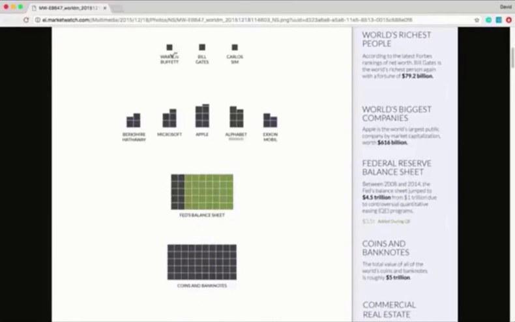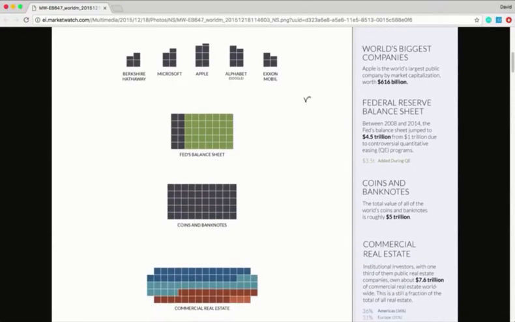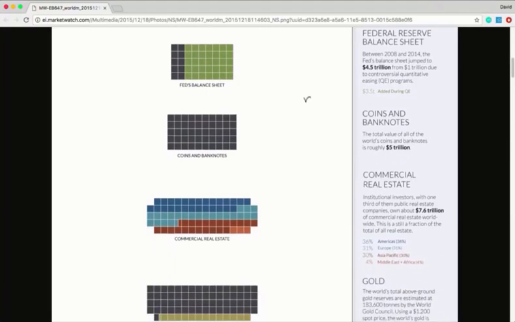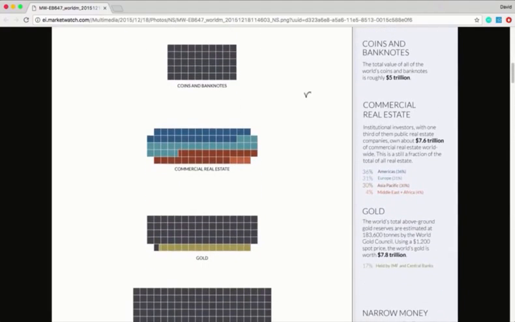Then the top three squares up there represent three of the world's richest people, including Bill Gates, and the three of them in total, $80 billion. If we scroll further down, we've got the world's biggest companies, including Apple, some of the top five. And in total, these top five, at least here on this infographic, represented $616 billion. That's the Federal Reserve balance sheet. And now we go to coins and banknotes. All the coins and the banknotes on the planet, in the world, total of $5 trillion.